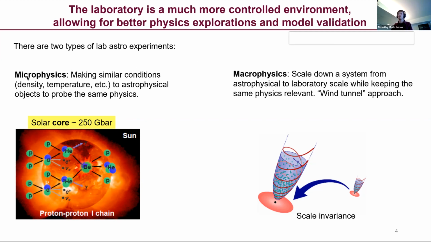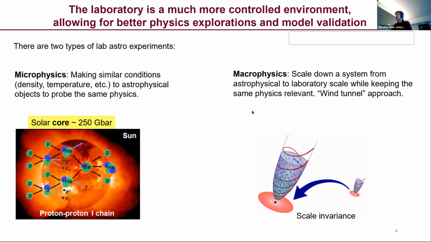First, on the left-hand side, we have microphysics experiments. This is kind of the simplest, most straightforward example. Here we'll make a volume of plasma that has very similar conditions to the astrophysical object. So if you have the same density and temperature, for example, you'll pretty much be looking at the exact same physics. This is applied a lot when we're studying nuclear reactions inside of the sun, for example. If we can make a little bit of plasma have the same density and temperature, we really have the same physics as what's going on inside of the sun.